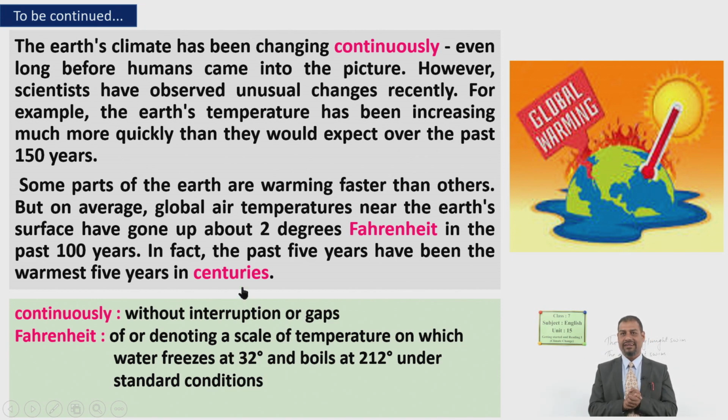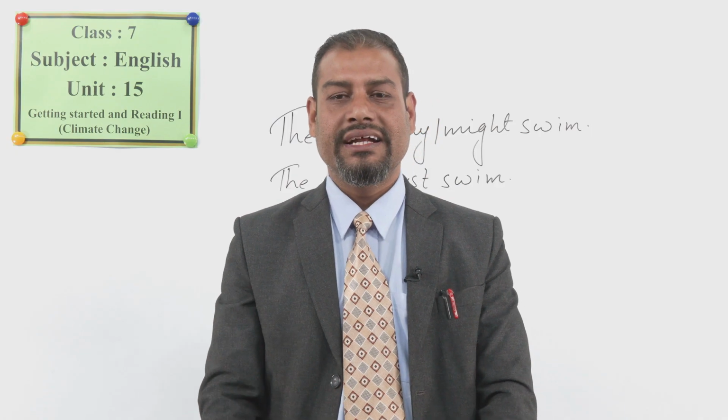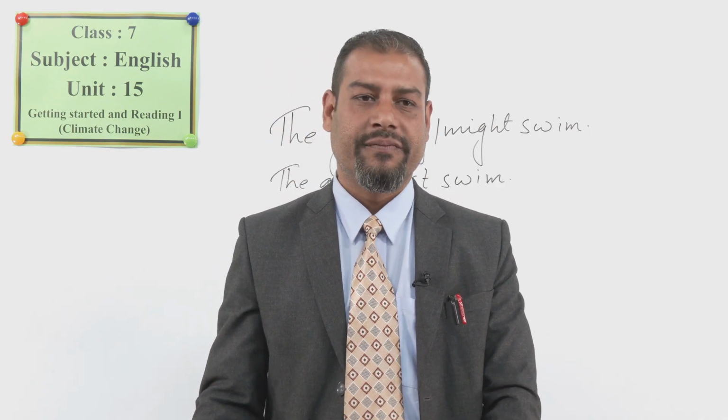And century, I think you might have watched a cricket game also, you can hear this term frequently, century. So what does it mean? Okay, it means a period of 100 years. See, in the centuries, the past 5 years have become the warmest years, very much warm, very much hot, because of global warming. So is the idea clear, all of you? Good. If so, let's go to the next paragraph.